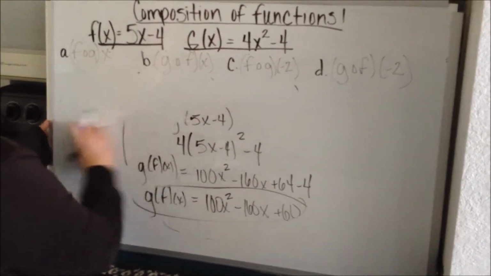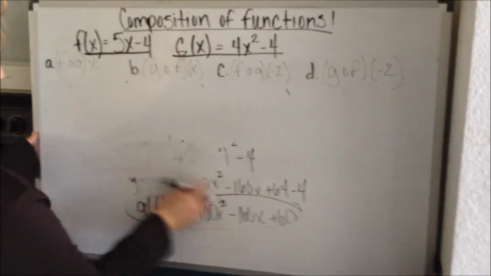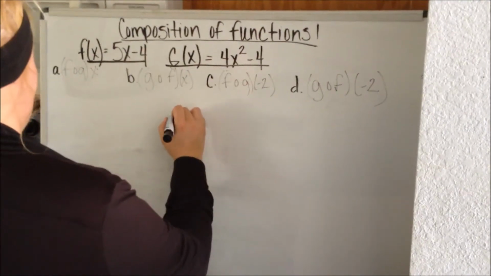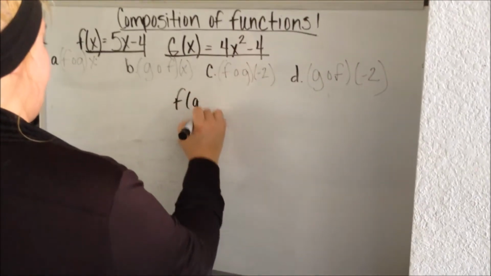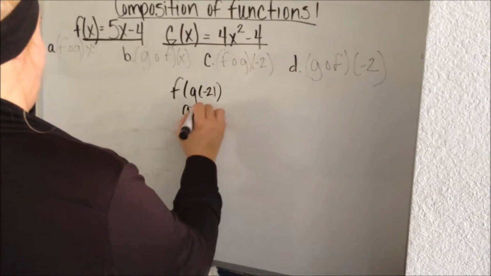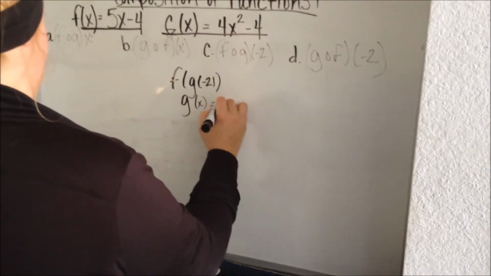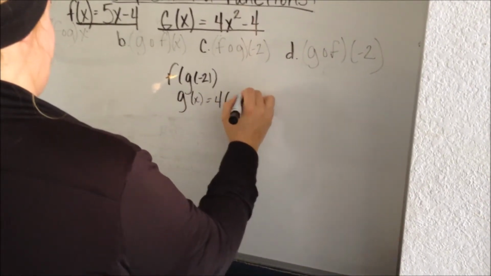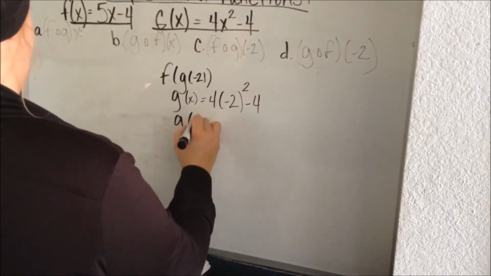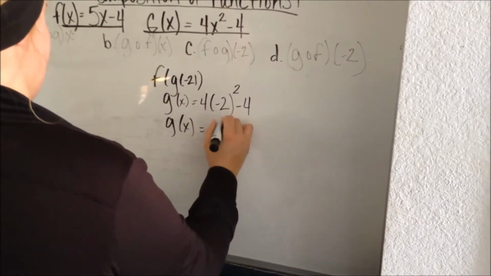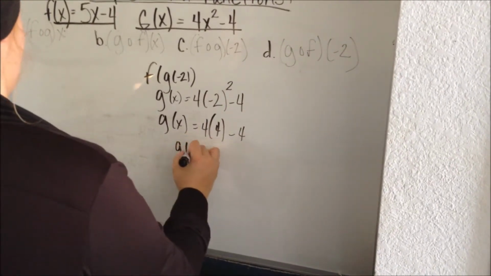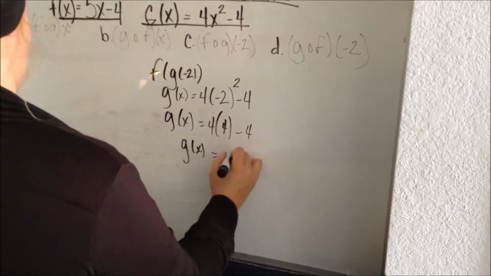So now we're going to switch it up and, instead of using x, we're actually going to use a number. Now we're going to move on to c, where we have f of g of negative 2. So then our g of x is going to be 4 times negative 2, and we've got to do our squared, minus 4. So g of x equals 4 times 4 minus 4. So g of x equals 12.